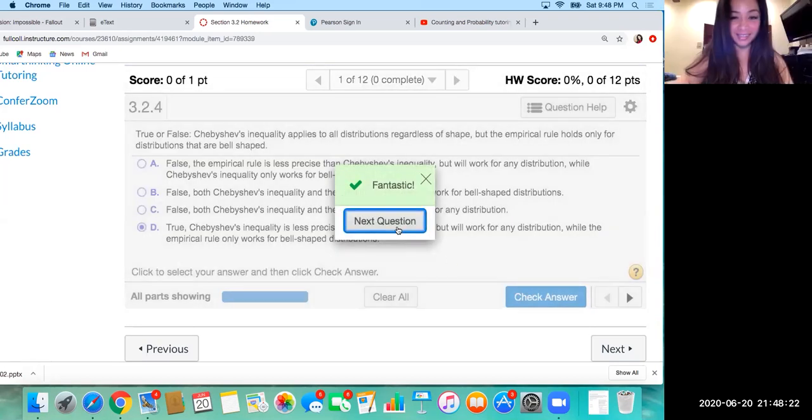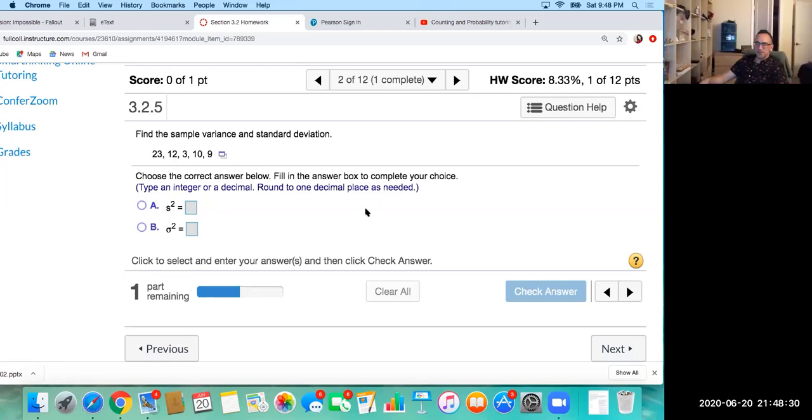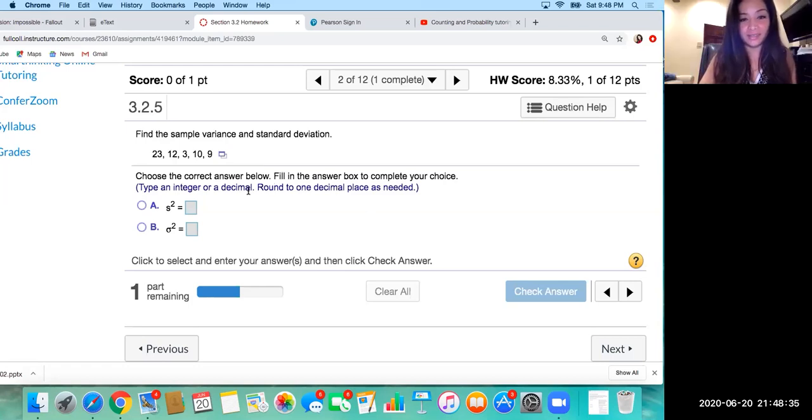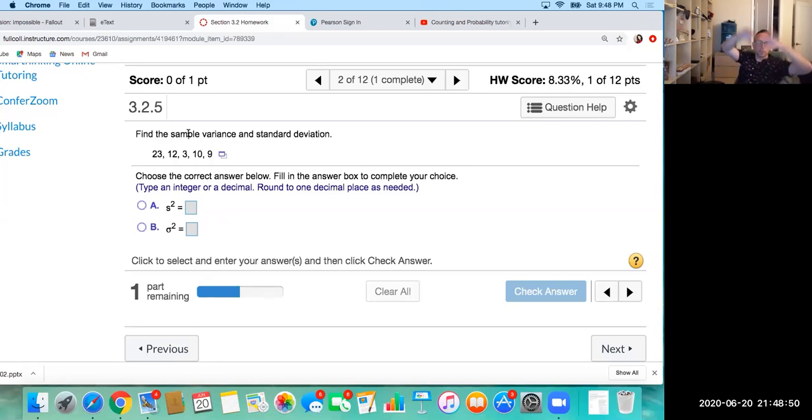This book is so tricky. You can find the sample variance and standard deviation. This is easy. StatCrunch gives it to you. Notice that it says sample variance and standard deviation. The word sample. There's population and then there's sample. A population is everybody, and a sample is a subset. So click the box. I'll show you how to get it.